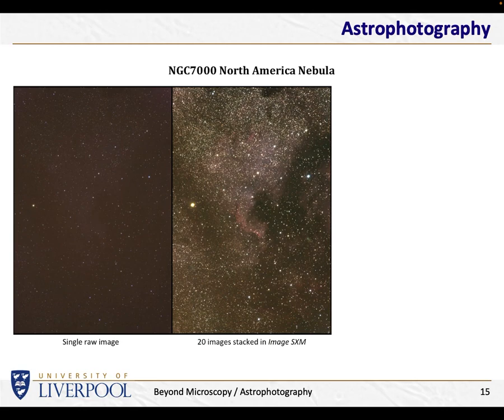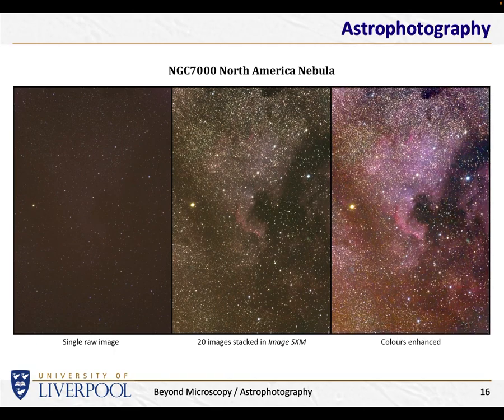And once you've got an image which has got good signal relative to the noise, always try and maximize the signal to noise. Once you've got an image like that, you can just tweak the colors and bring those colors out a little bit by putting them in a graphics package of your choice. It doesn't have to be anything like ImageSXM. It can be Photoshop or Graphic Converter or any of these other graphic packages, and then just tweak the colors to bring that nebula out a little more.